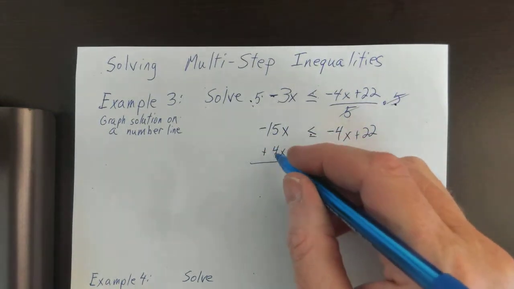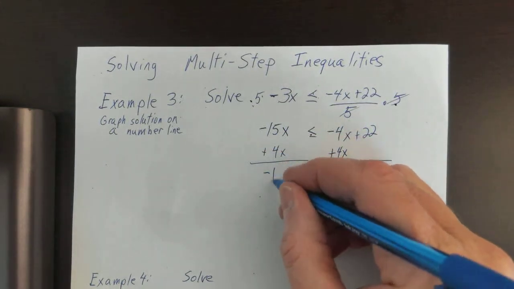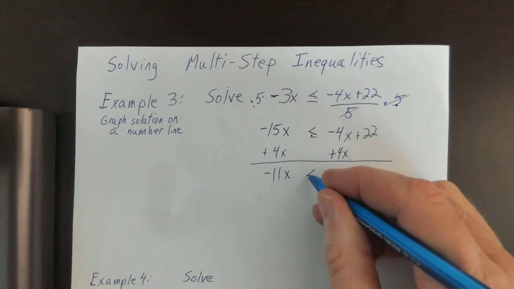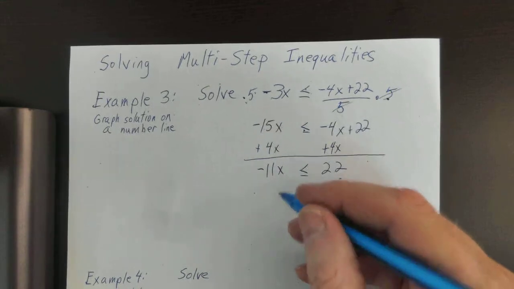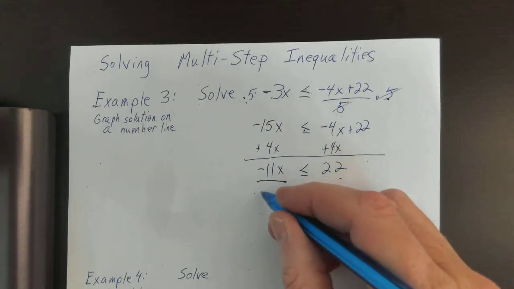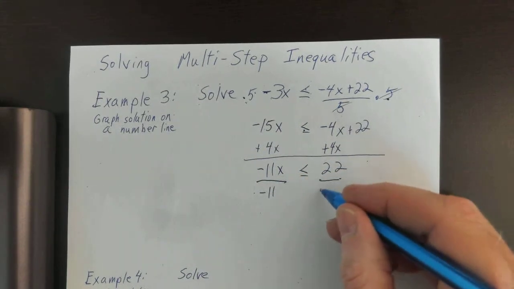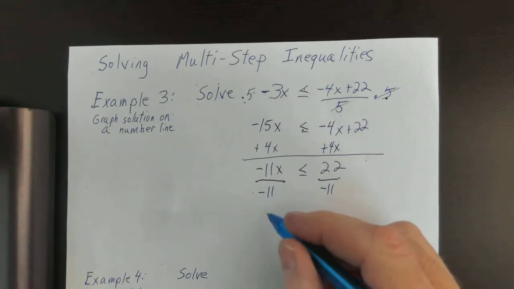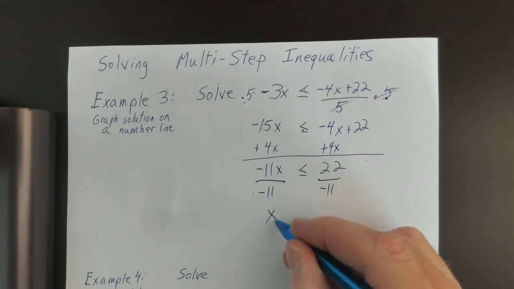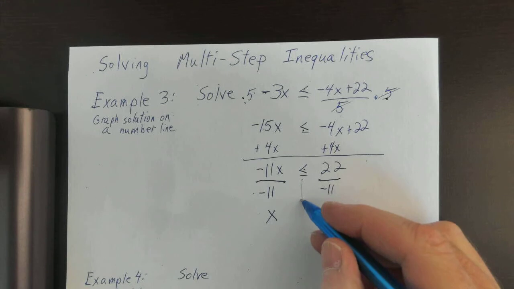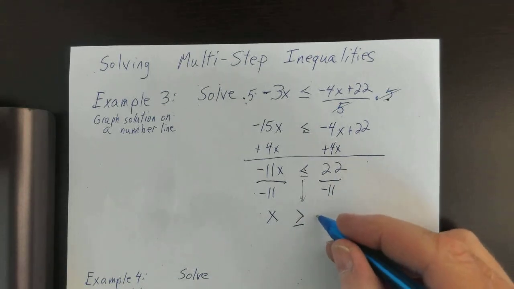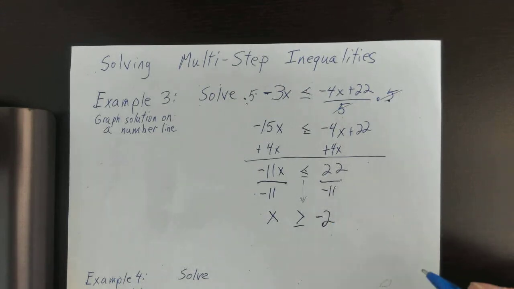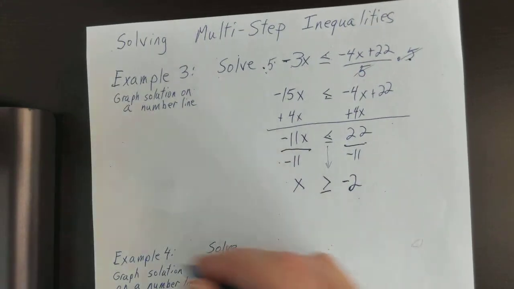Now negative 15x plus 4x is negative 11x. That's less than or equal to 22. And then I'm going to divide by negative 11. When I divide by a negative, you got to remember to switch or flip the sign the other direction. X is greater than or equal to negative 2.